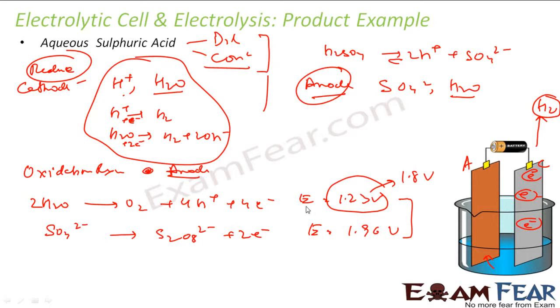Please note, I am not talking about the reduction potential, I am talking about the oxidation potential here. I wrote the oxidation potential directly here. Sorry, this is reduction potential only, right? So if you find the oxidation potential here, this becomes minus 1.23 volt, and this oxidation becomes minus 1.96 volt. But actually, because of overpotential, this is the value. Now if you see, 1.8 volt and 1.96 volt is almost a tie, right? Now if you talk about a dilute solution, then you have more of water.